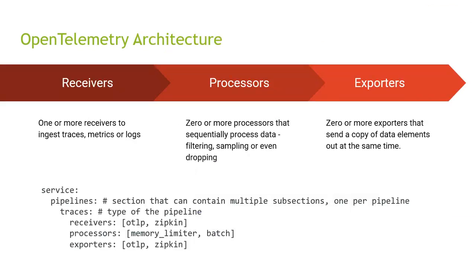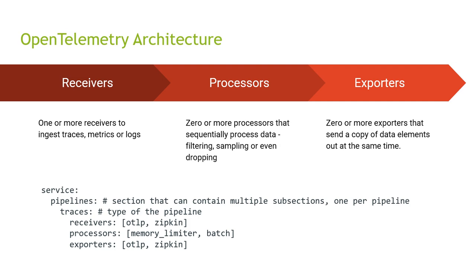So what does the architecture look like? We have receivers, processors, and exporters. Receivers ingest traces, metrics, and logs, and we have one or more of those. Processors are zero or more processors that sequentially process the data. We can do things like filtering, sampling, dropping, even adding and enriching. Exporters, we can have zero or more exporters that send a copy in a fan-out approach, in parallel, to exporters.